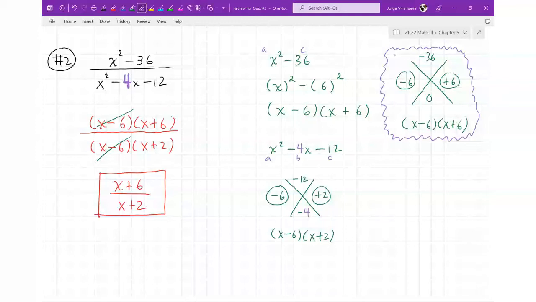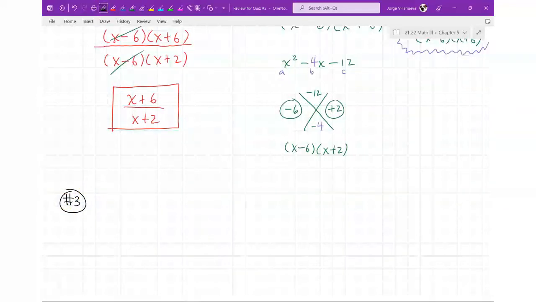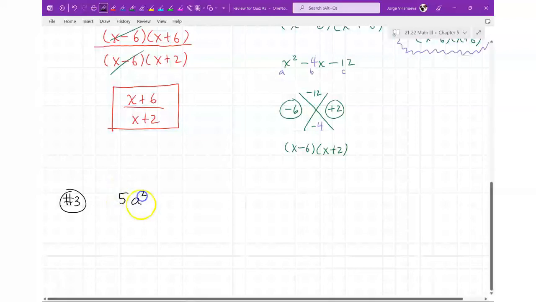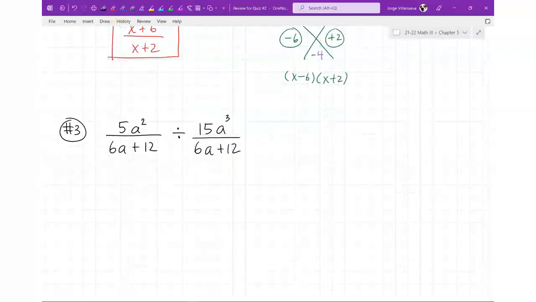Okay. So here we go. Third type of question you're going to see. So let's see. This is a division. So let's see. 5a squared over 6a plus 12 divided by, we'll say, 15a to the third divided by 6a plus 12. Okay, so there'll be some questions like that.